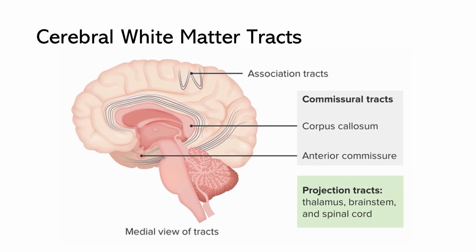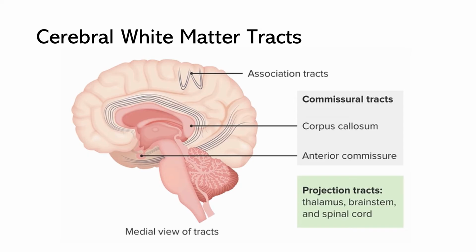We also have commissural and projection tracts. The commissural tracts include the anterior commissure and the corpus callosum, as well as the posterior commissure, which we cannot see in this image. These are going to conduct nerve impulses from gyri to the corresponding gyri on the opposing cerebral hemisphere. Okay, so the association tracts stay in the same hemisphere, and the commissural tracts go across to the opposite hemisphere.